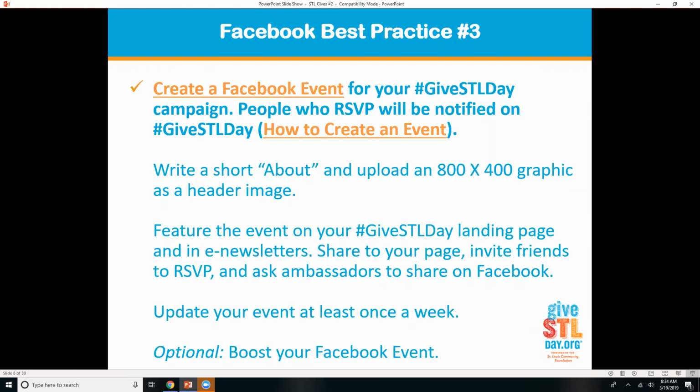And I've never done it before, but you can actually boost a Facebook event, just like you can boost a post. So again, imagine going in, targeting people that like nonprofits, targeting people that like causes, targeting people that live in St. Louis, and then they'll see something in their feed that says upcoming event, Give STL Day for 10th Life Rescue.